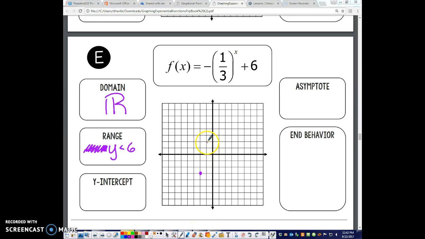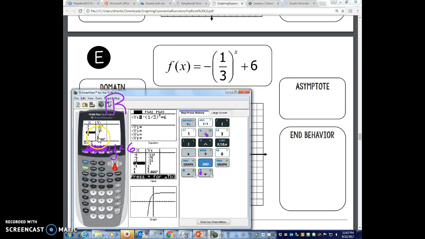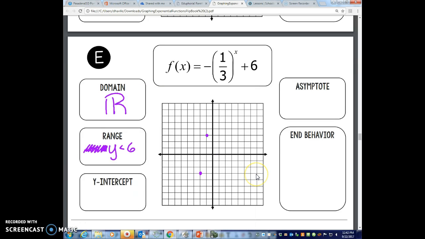Okay, let's go back. Then we have -1, 3. So -1, 1, 2, 3. Then we'll have 0, 5. So it's 0, 1, 2, 3, 4, 5. And then we know it's going to get infinitely close to 6. So your line's going to do something like that. Okay? So that's how you would graph that line.